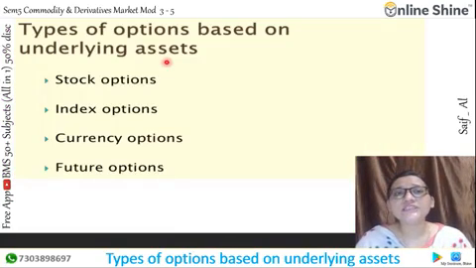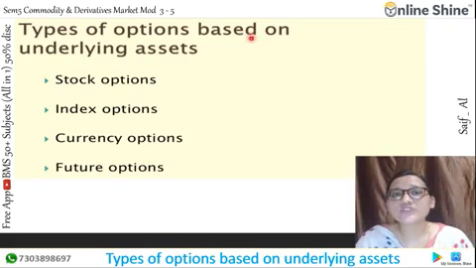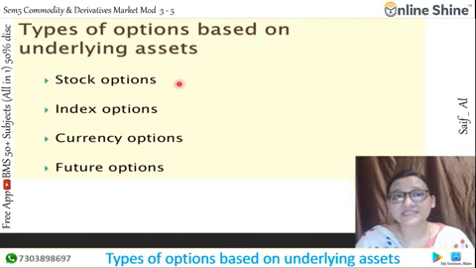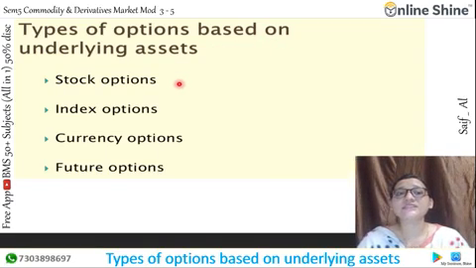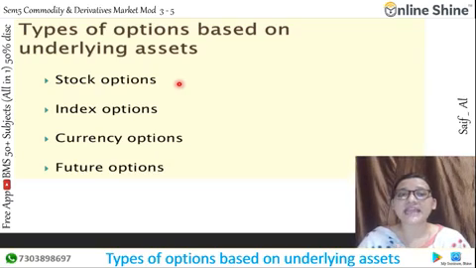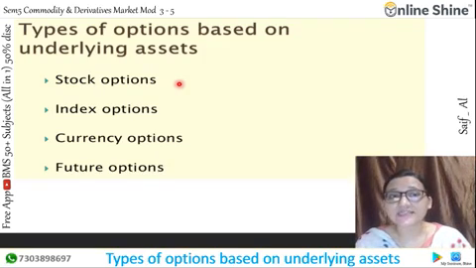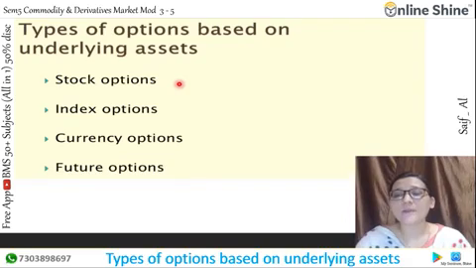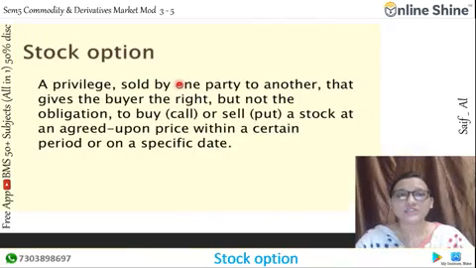Now, move on to the next types of options based on the underlying asset. You know that the underlying asset can be a stock, index, currency, and future. So, let's talk in detail about the stock option.